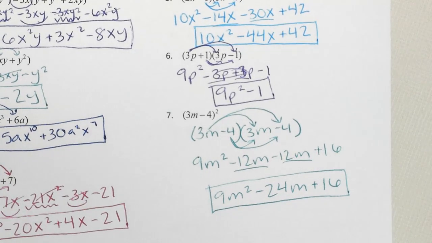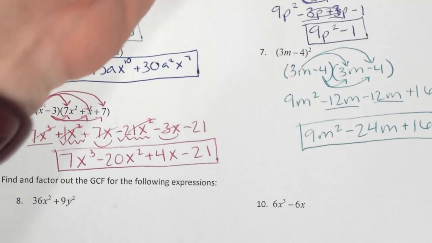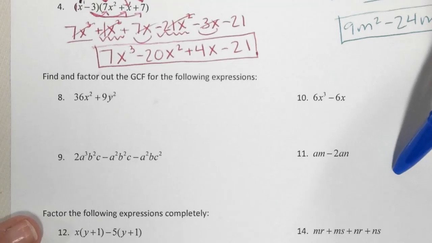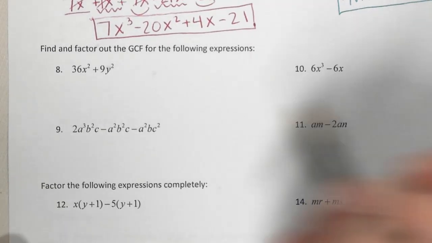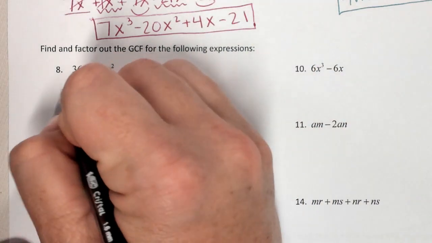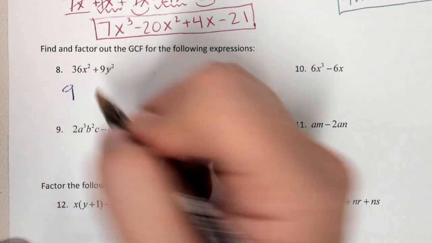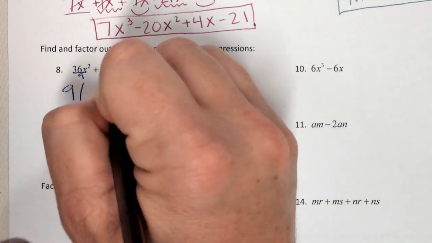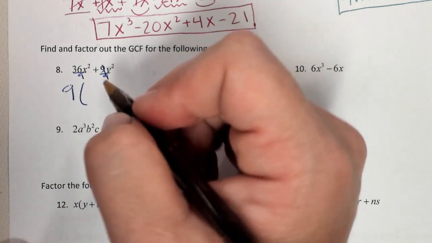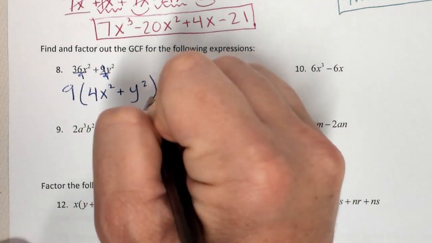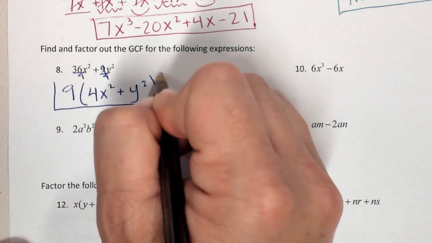So that is part 1. So let's look at the next part. The next 4 want us to take out the GCF. So if we look at number 8, our smallest number is 9. 9 does go into 36. So then we have x squared, y squared. The letters are not the same. So divide it out. 36 divided by 9 is 4. And the 9's canceled on the second one, so there is my answer.